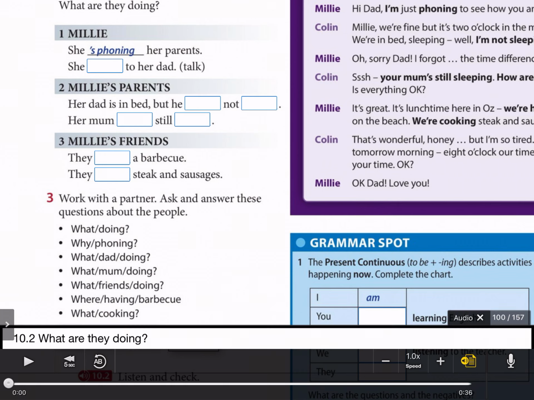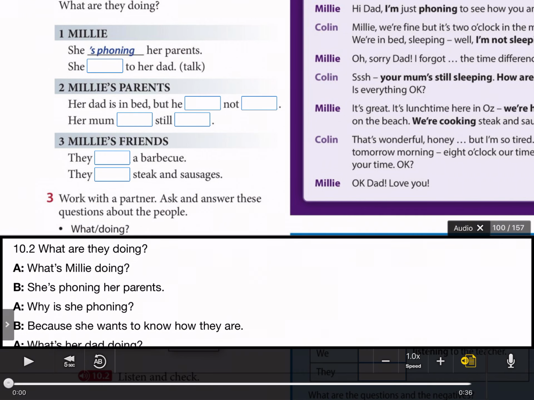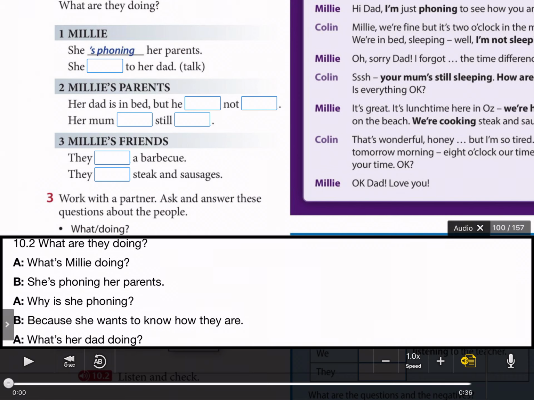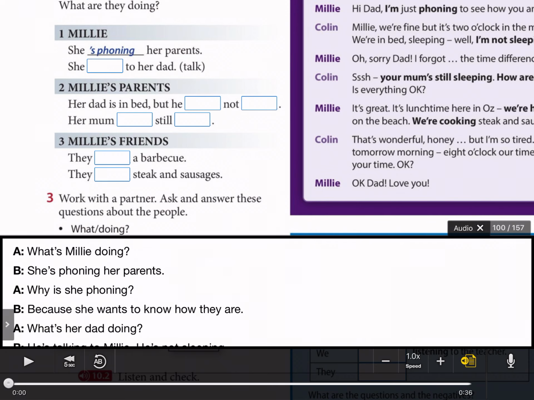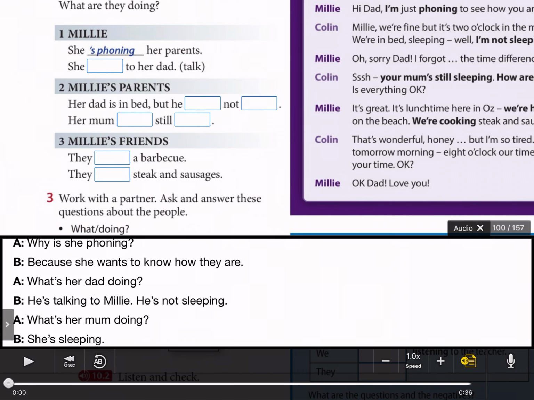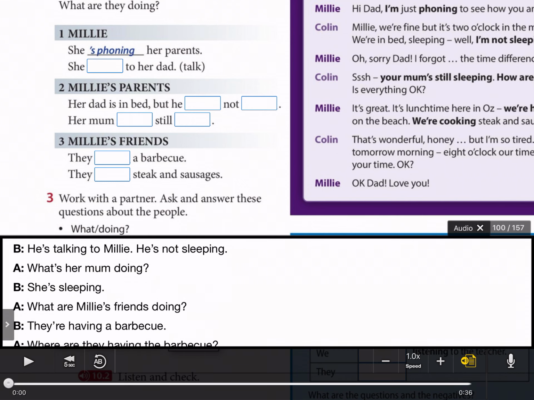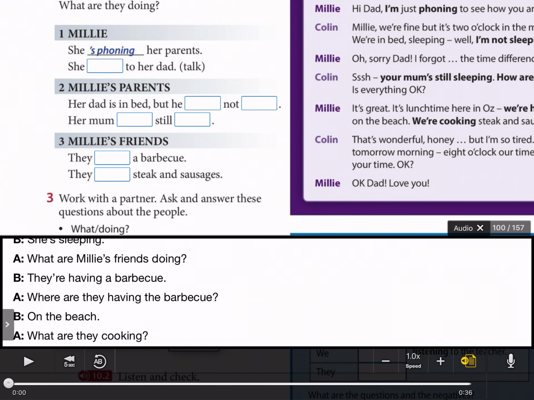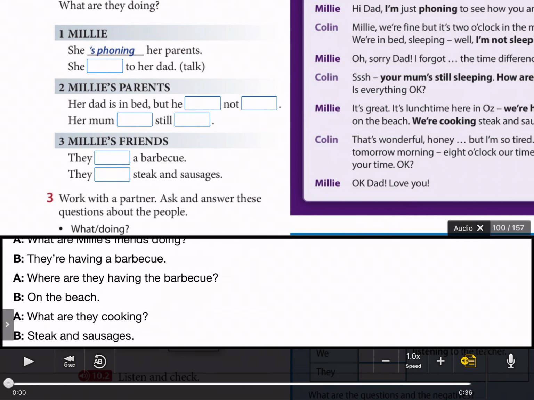Good. Now, it will probably be useful for you to read the tape script. So here it is. You can pause to read it more at ease. So you've got the questions and the answers to these questions. Here you are.